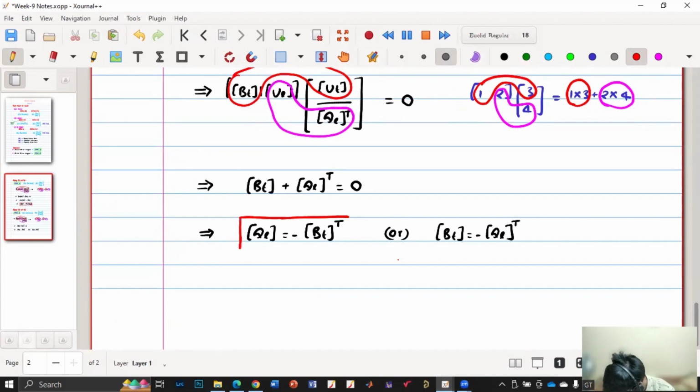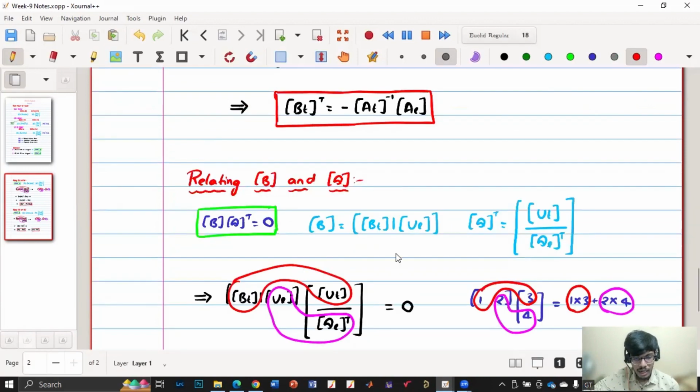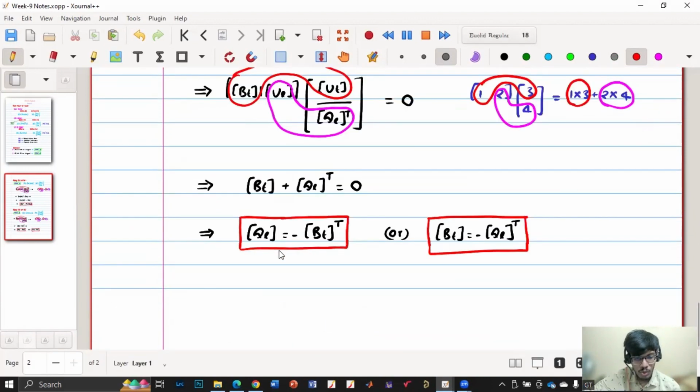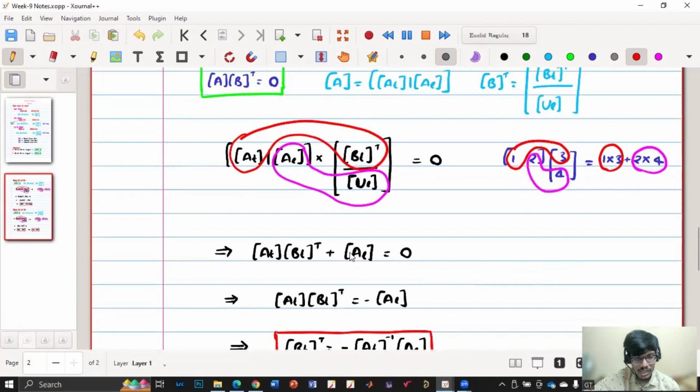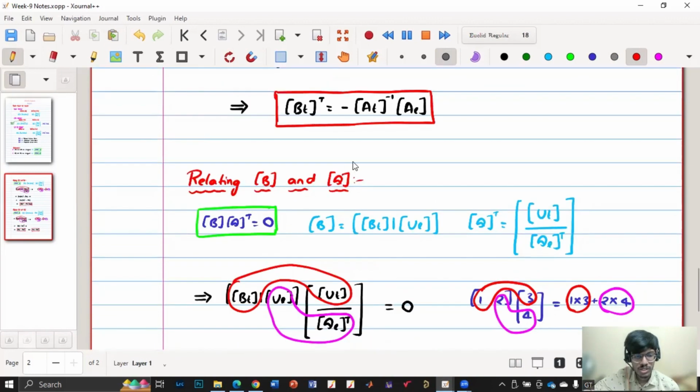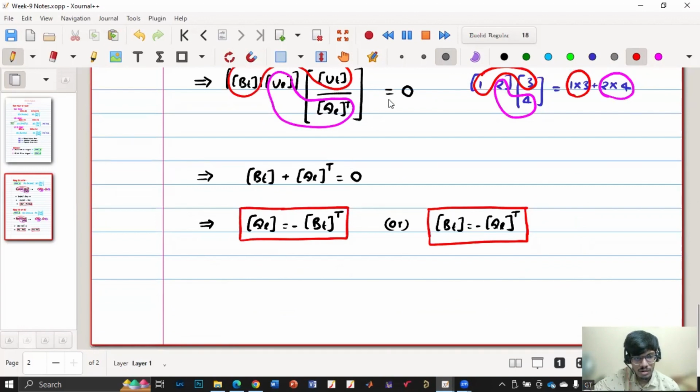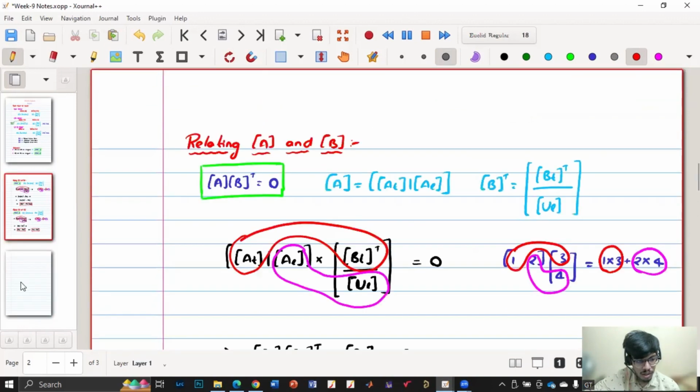So we got a relation between Q and B. So we got relation between A and B, and again we got relation between Q and B. Now how to get the relation between A and Q? I will be using these two to get the relation between the other two. So let me take a new sheet. Now we are relating A and Q.